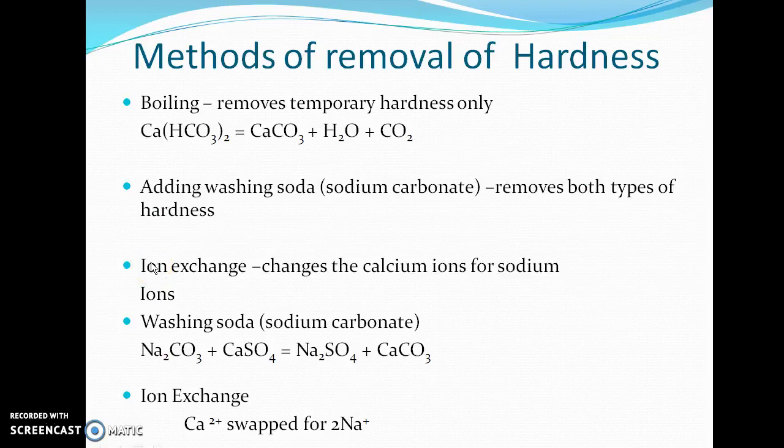Now the ion exchange method is also used to remove both the soluble ions, that is positive and negative, cations and anions, from that sample of water. Next, the soda ash method can only remove the permanent hardness of water. It is due to calcium sulfate.